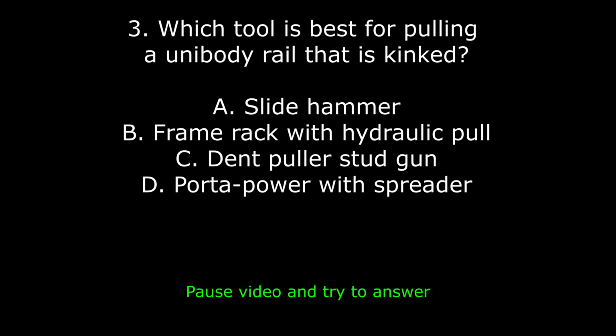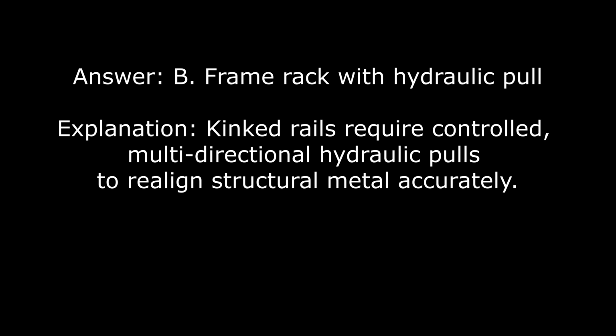3. Which tool is best for pulling a unibody rail that is kinked? A. Slide hammer. B. Frame rack with hydraulic pull. C. Dent puller stud gun. D. Porta-power with spreader. Answer: B. Frame rack with hydraulic pull. Explanation: kinked rails require controlled multi-directional hydraulic pulls to realign structural metal accurately.